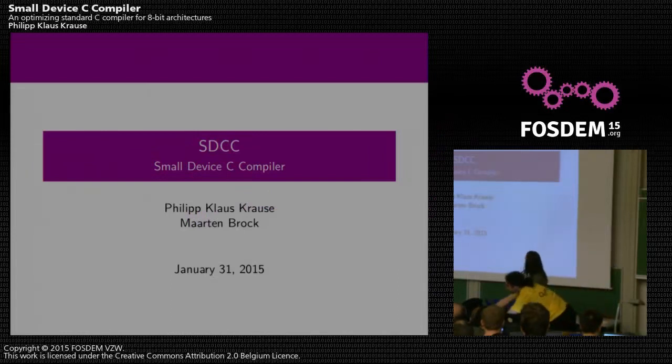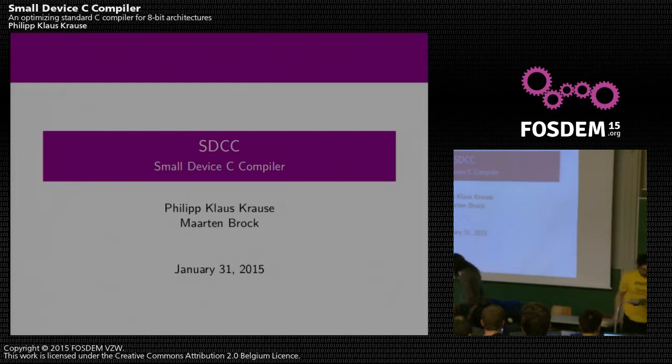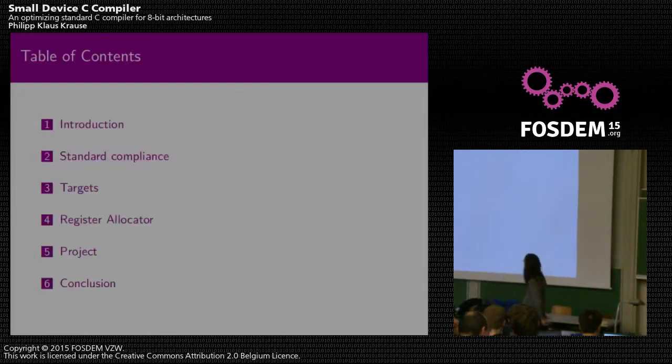Okay, so welcome to the talk on the small device C compiler. I'll start with a quick introduction to SDCC, then talk a bit about the things that are important for the users, like standard compliance and the targets we support. Then I'll go on about optimizations, and a particularly interesting optimization is our register allocator, and a short overview of the project.